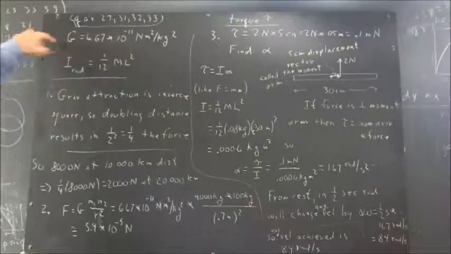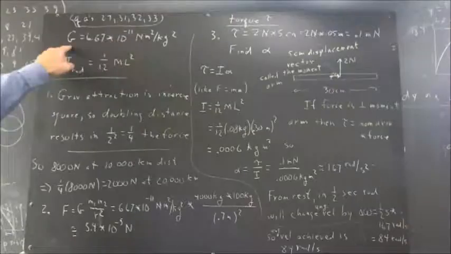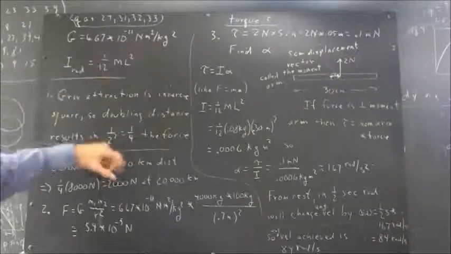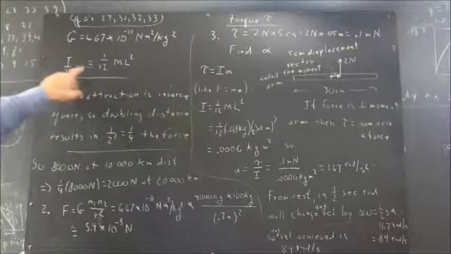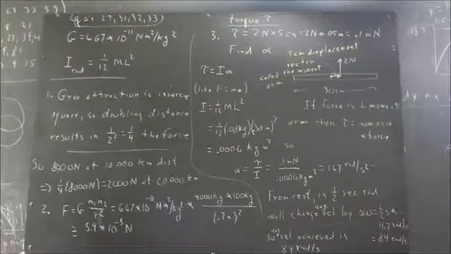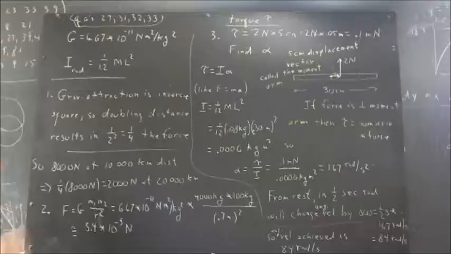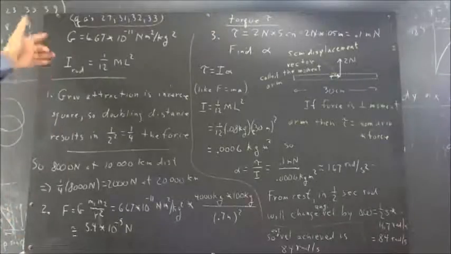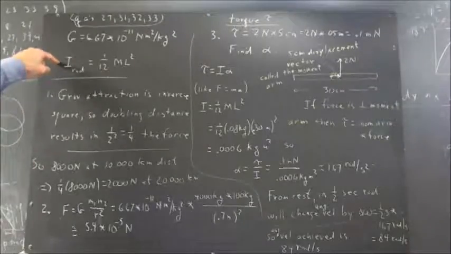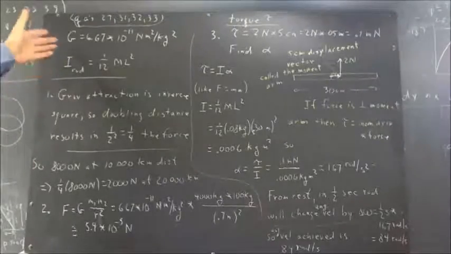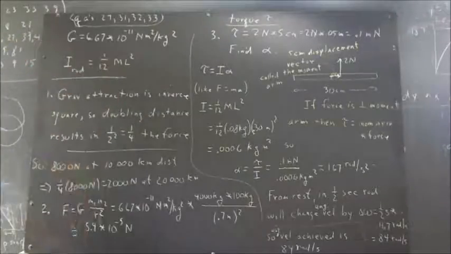I gave everybody a couple of constants, the universal gravitational constant, and the formula for the moment of inertia of a rod rotated about its center, both of which you need, and both of which I would also give you on a test. Actually, for 201, I expect people to know the moment of inertia of the rod. For 121, I would give you the formula for the moment of inertia.